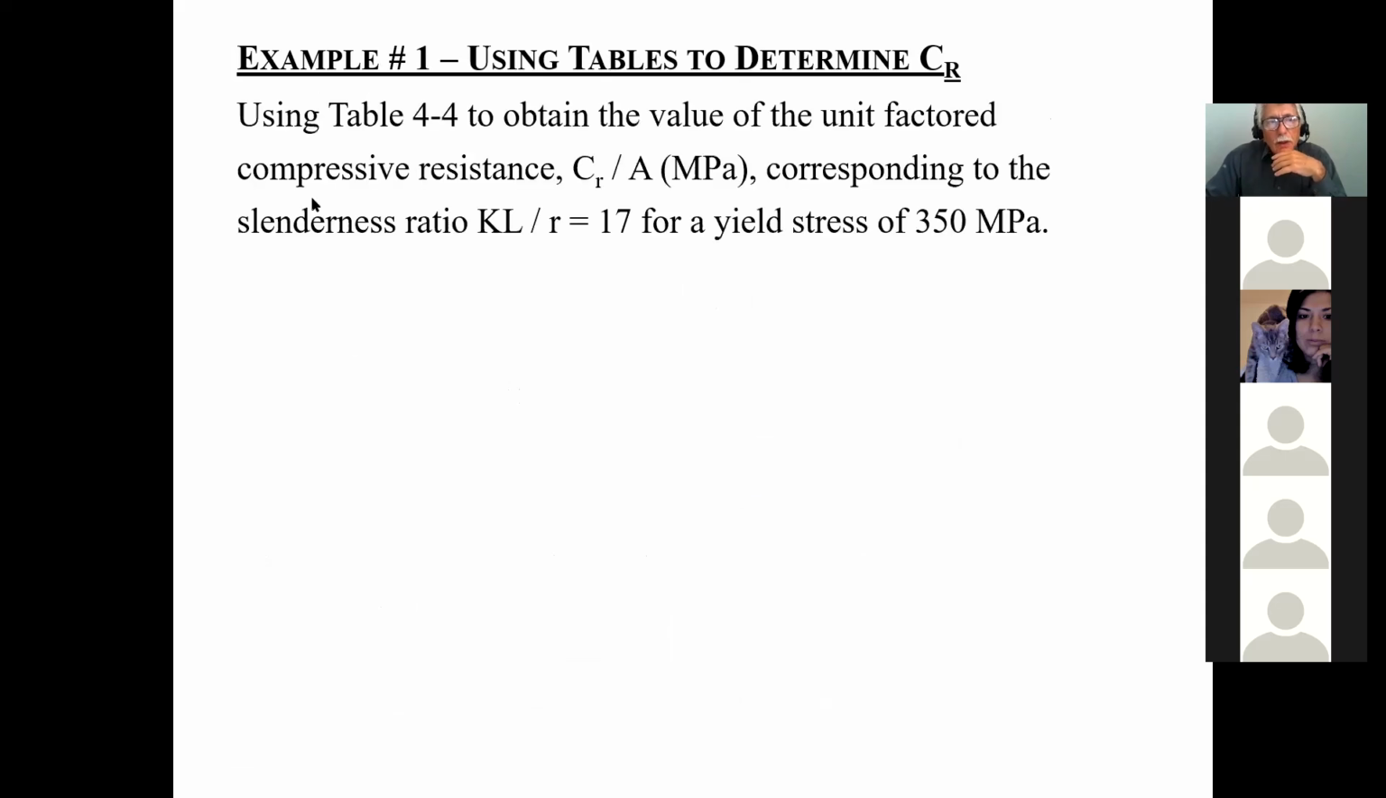Now, using table 4.4, this is a nice little table, okay? This is a nice little table to obtain the values of the unit factor compression. So what the table does is, so that you guys can appreciate, you go in the table and it gives you this value here. What you're reading out of the table is the value of CR over A. That's what the table gives you. In other words, it gives you something in MPa.